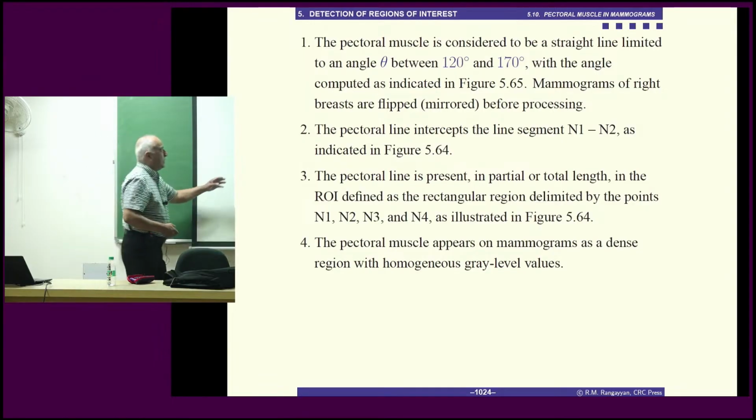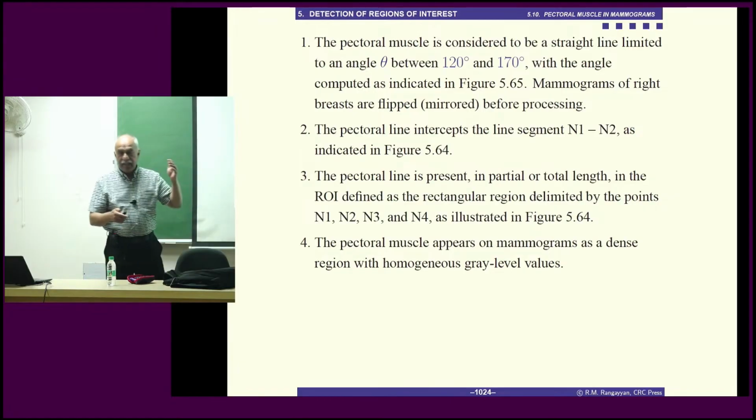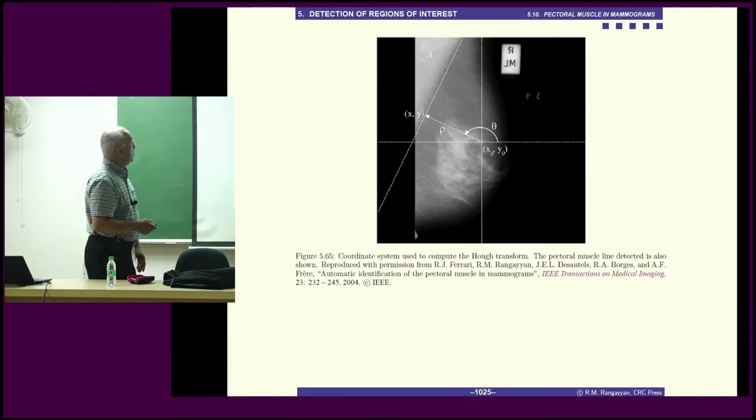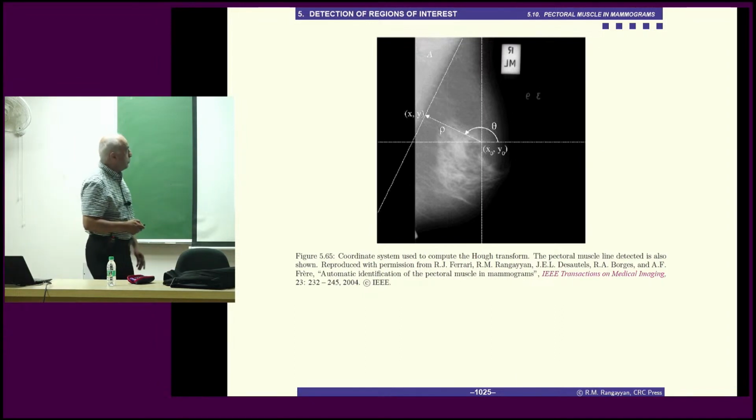And the pectoral muscle is always denser than the rest of the breast, and it is relatively homogeneous, whereas inside the breast, there is heterogeneity. Sometimes the entire breast could be fairly homogeneous in density, but this certainly is homogeneous. There could be lymph nodes present there, but that could cause a small deviation.